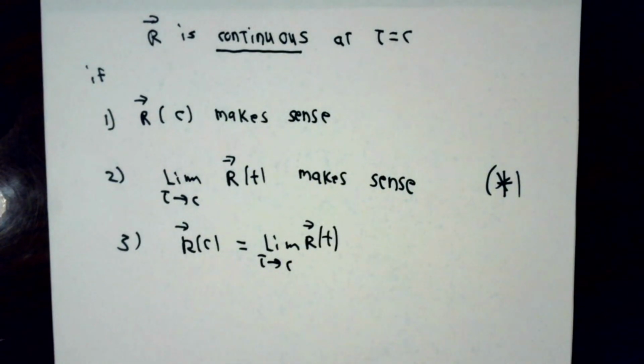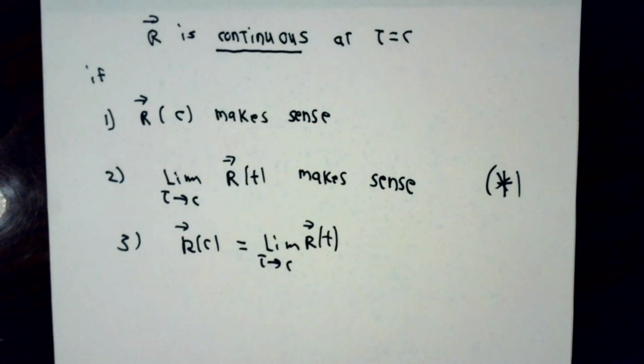To finish up this short video, the notion of continuity is just as it was back in Calc 1. A function is continuous at, in this case, t equals c, if three things are true. Firstly, r evaluated at c has to make sense. You actually have to get an answer out of it.